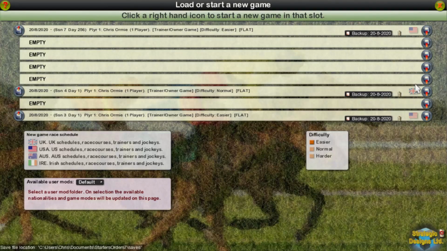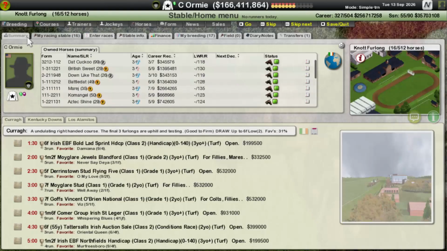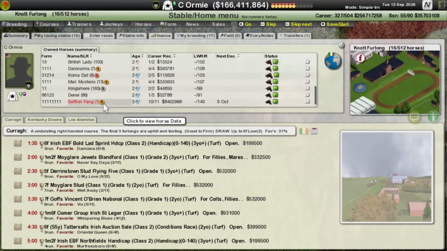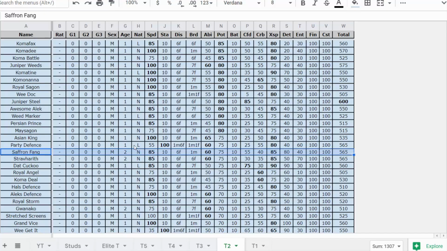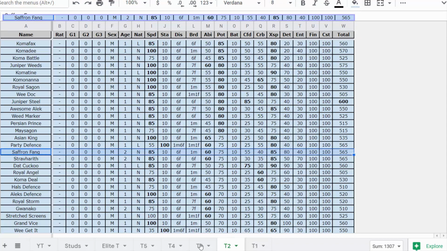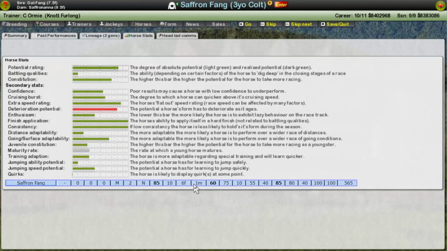So we go here, we got our normal difficulty breeding save in the UK. We got that breeding save we were just in for the US. We go to our actual playing save, our racing save, and take a look at Saffron Fang. This is what he looked like. What I'm going to do is grab that and just put it in here. So, 60% ability. So we were here.